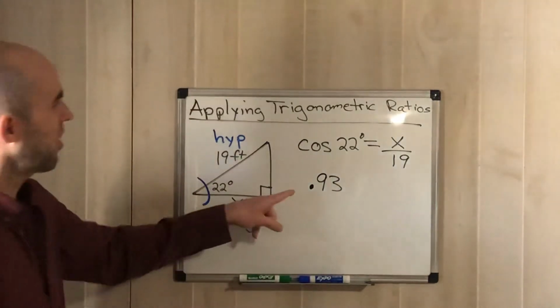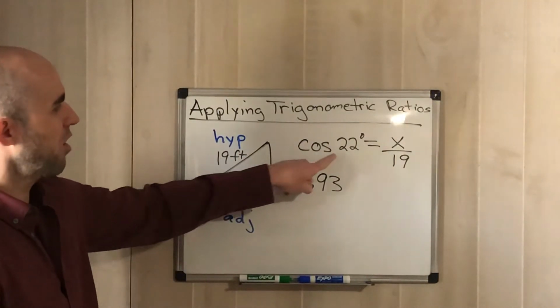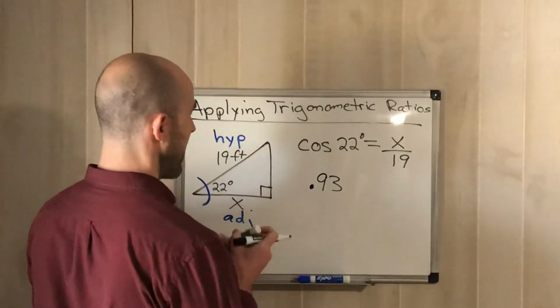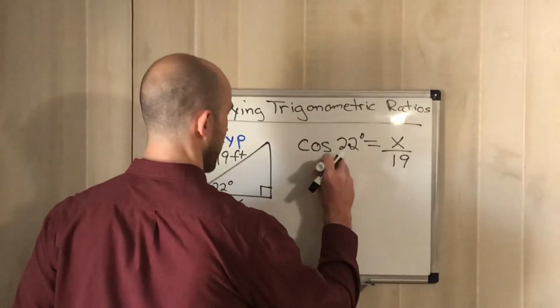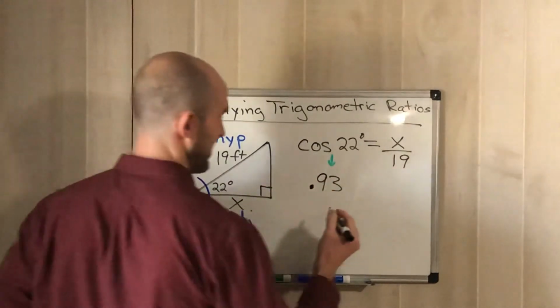So where I got cosine of 0.93 was I literally inputted cosine of 22 and it gave us 0.93. That's where that came from, right? And now the rest, we just write it as is for now, right?